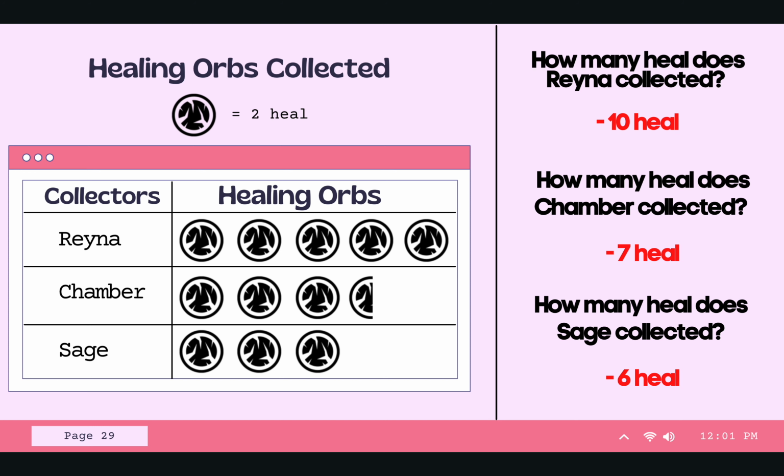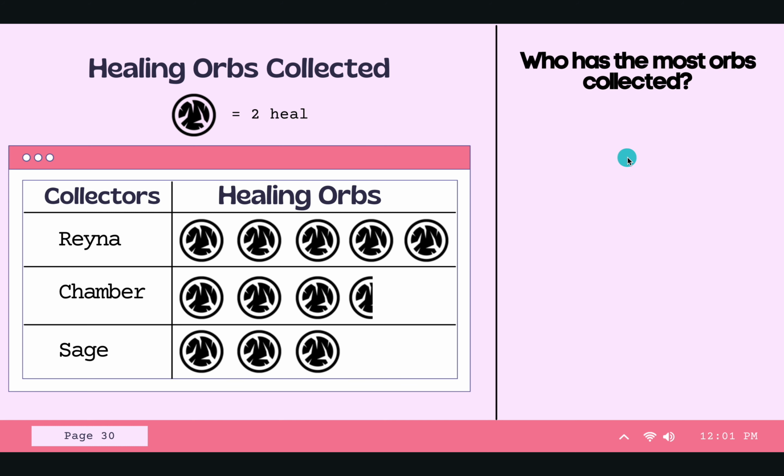Since we now know how many orbs they've collected and its equivalent heal, let's proceed to the next questions. Who has the most orbs collected? If Reina has 10 heal and Chamber has 7 heal, while Sage has 6 heal, Reina has the most orbs collected because she has 5 orbs.